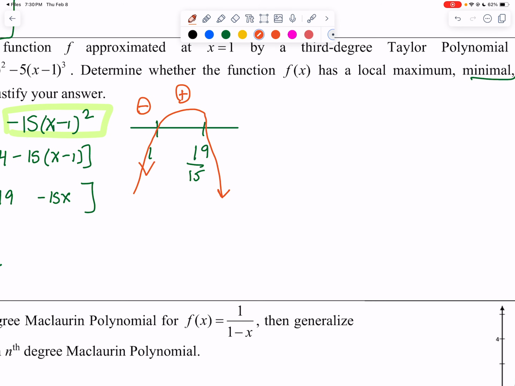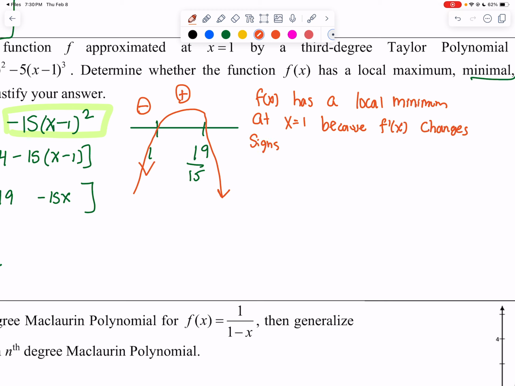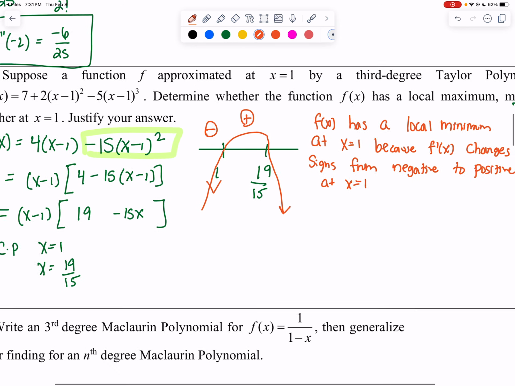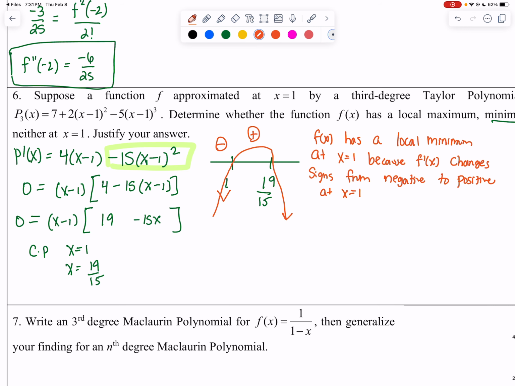To justify your answer, you're going to say f of x has a local minimum at x is equal to 1 because f prime of x changes signs from negative to positive at x is equal to 1. Once again, this is your old-fashioned way in terms of doing this problem right here.